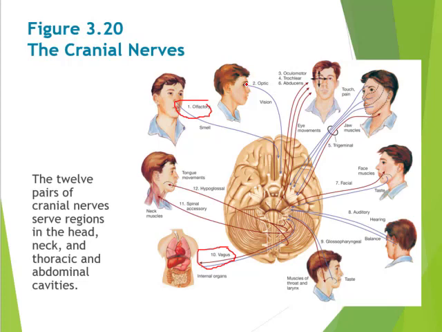So sensory fibers are labeled with blue, and motor fibers are labeled in red. So the optic nerve, cranial nerve 2, carries sensory information through the eyes, so visual information into the brain. The oculomotor nerve, cranial nerve number 3, represents motor fibers that control the muscles of the eyes and its movement. So when you roll your eyes, that's your cranial nerve 3 working.